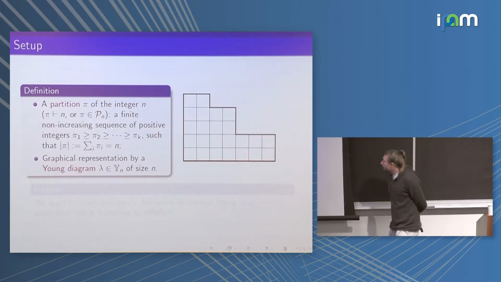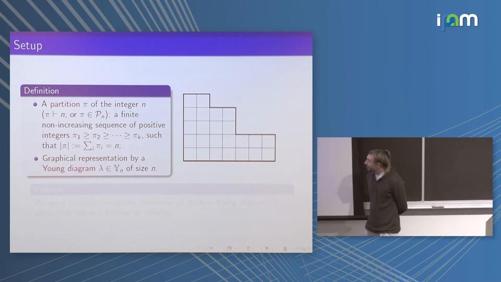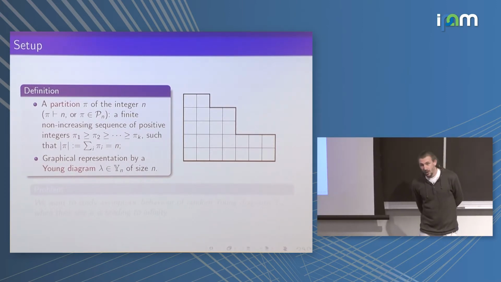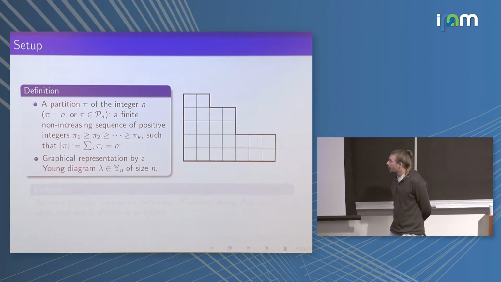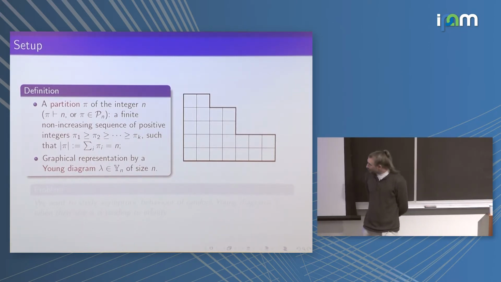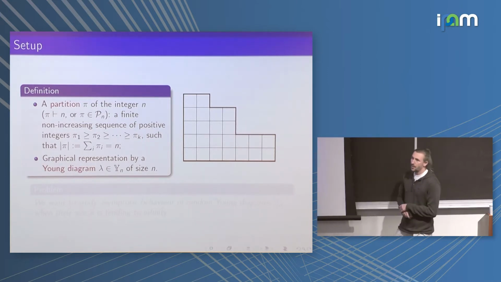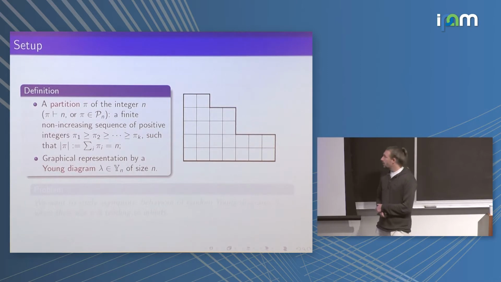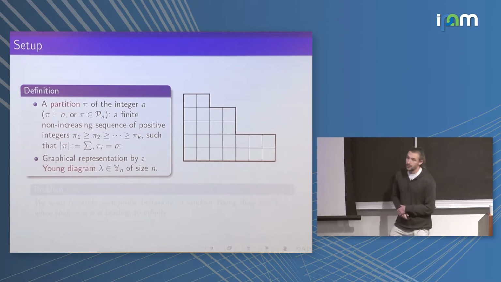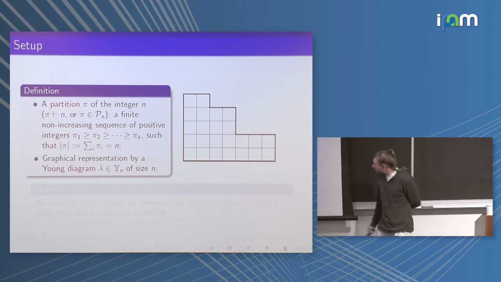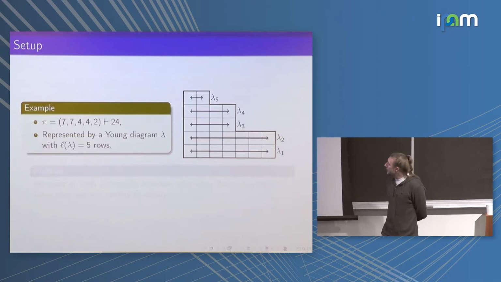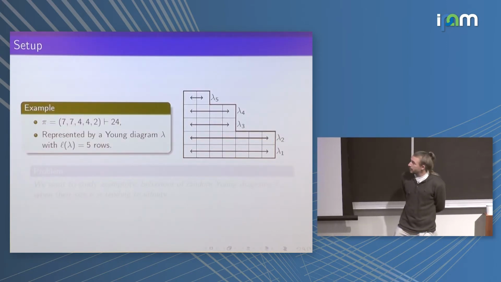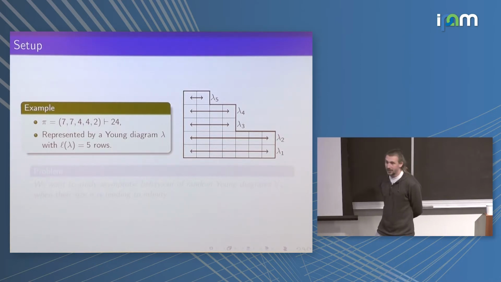OK, so let's start from simple things. In this talk, a partition and Young diagrams will always go together. A partition of the integer n is just a non-increasing sequence of positive integers which sum to a fixed integer n. For me, n will be a parameter, and this parameter will grow. Whenever I think about a partition, I'm thinking also at the same time about the graphical representation of this partition, which is a Young diagram. This is a Young diagram which is drawn in the French convention. It's a Young diagram of size 24. It has 5 rows, so its length is equal to 5.